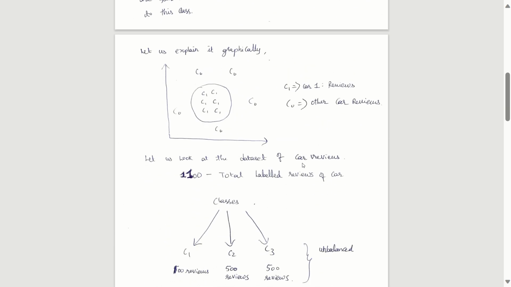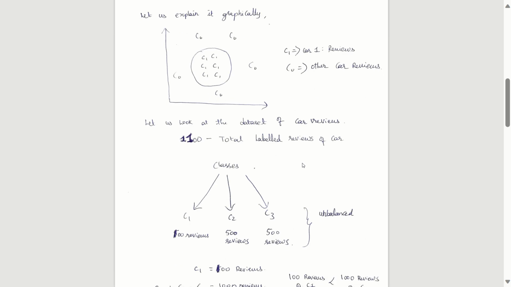Let us now see it graphically. You can see here, as we mentioned, the circle contains, for example, car reviews. C1 denotes car 1 reviews and C0 denotes other car reviews. The dots inside the circle are of one class, and the dots outside we are not concerned with, of course, other car reviews. But those other car reviews do not form another class. So let us look at the data set of car reviews.